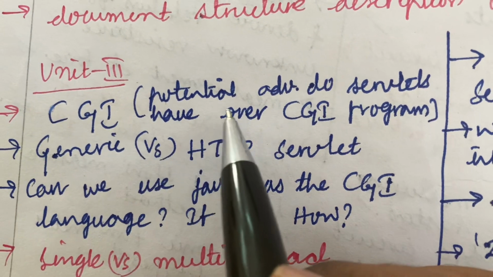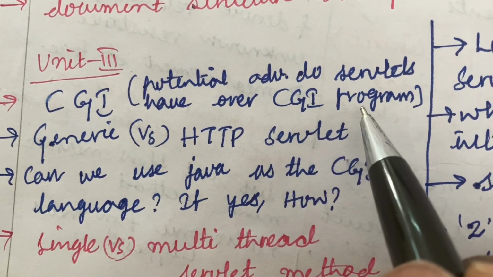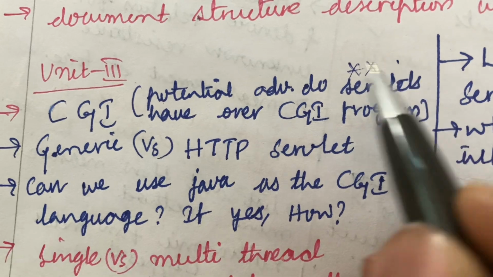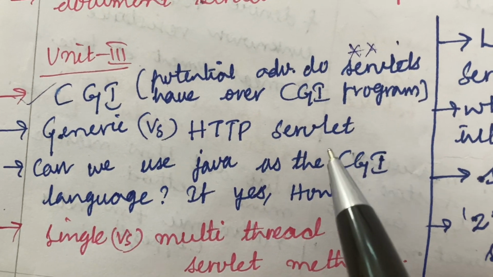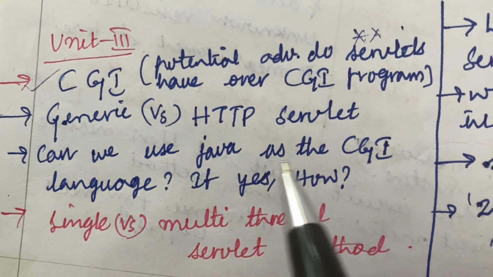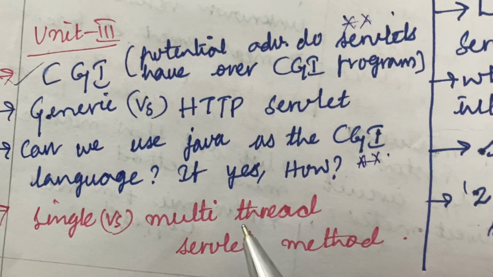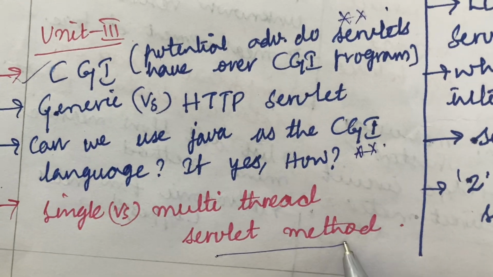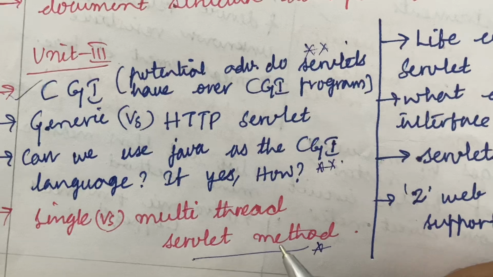CGI: define it and the potential advantages servlets have over CGI programs is also said to be a topmost question related to CGI. Generic versus HTTP servlet, their differences. Can we use Java as the CGI language? If yes, how? May also be a topmost question. Single versus multi-threaded servlet method is also one of the topmost questions.